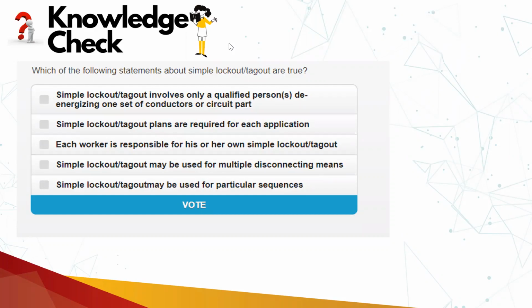Simple lockout and tagout may be used for a particular sequence. This is related to complex lockout and tagout. So only two answers are right: A and C are the right answers.